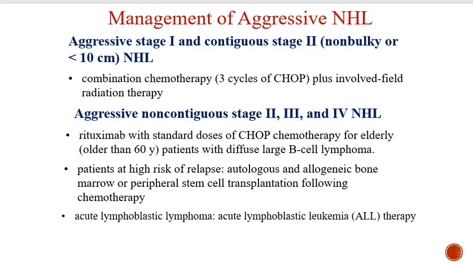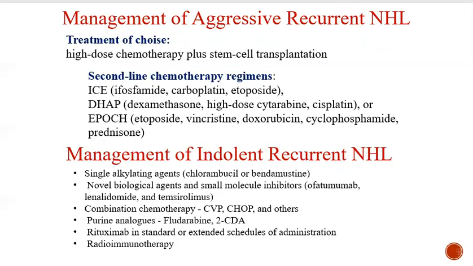The preferred treatment option for patients with intermediate grade lymphomas is combination chemotherapy plus involved field radiation therapy. Rituximab with standard doses of combination chemotherapy should be considered for elderly patients with diffuse large B-cell lymphoma. Autologous or allogeneic stem cell transplantation following chemotherapy for patients with a high risk of relapse should be the prescribed treatment of acute lymphoblastic lymphoma, a very aggressive form of lymphoma usually patterned after acute lymphoblastic leukemia therapy. High-dose chemotherapy plus stem cell transplantation is the treatment of choice for patients who have recurrent aggressive lymphomas.